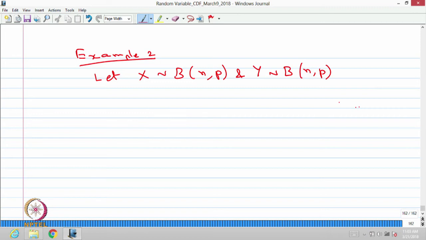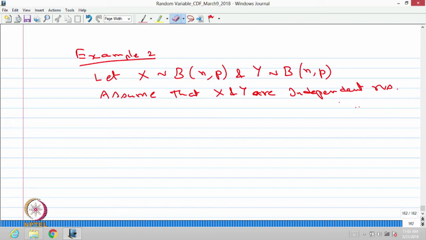And I make the assumption that the random variables x and y are independent. I assume that x and y are independent random variables. The question is, find the distribution of x plus y.